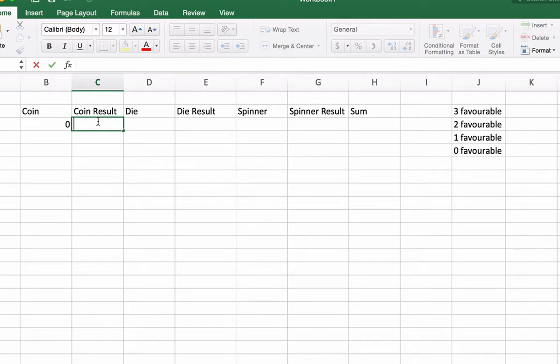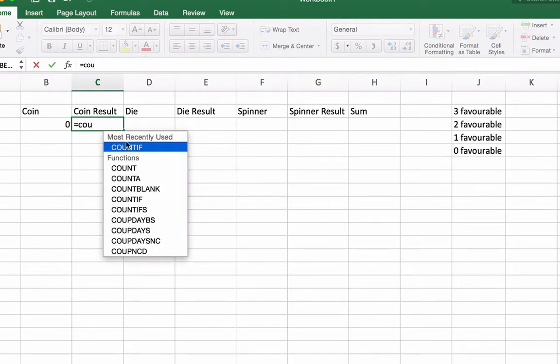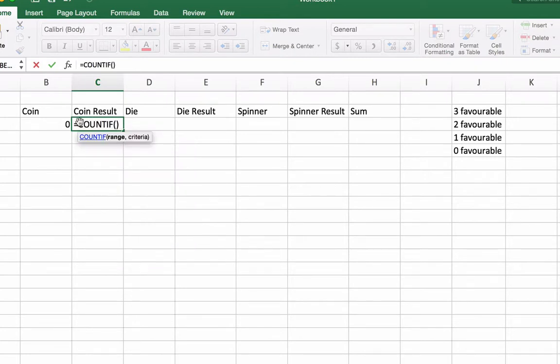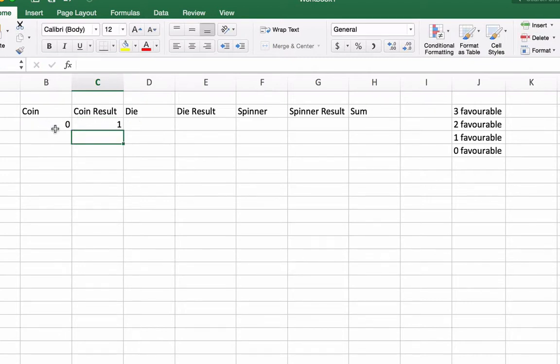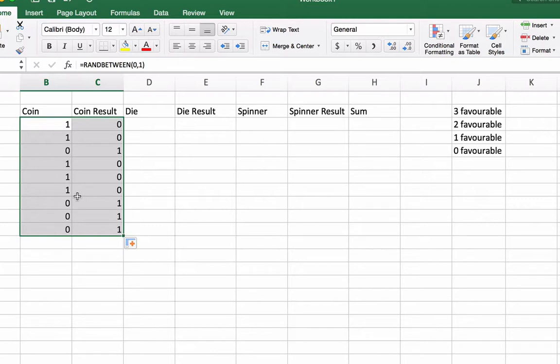And for the coin result, I'm going to say equals, and I'm going to use my COUNTIF function. And it's going to be this cell, B3, is equal to 0. All right, and so we'll see if this is working. I'm going to copy this down a few cells, and wherever we see a 0 for the coin toss, we get a 1 in the coin result.